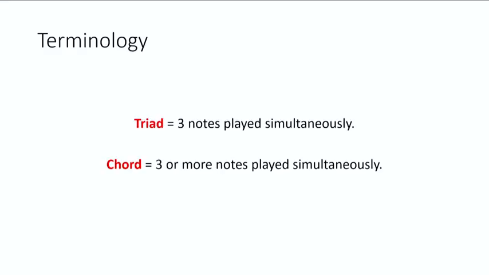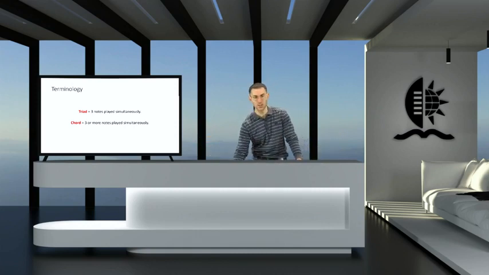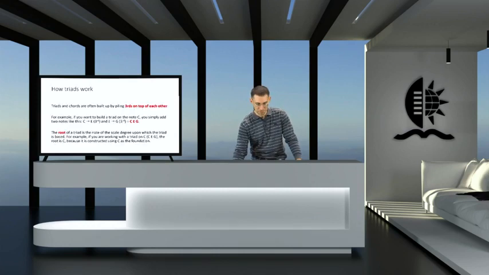Now, a chord is three or more notes played simultaneously. So a triad can also be referred to as a chord. But a quartad, which is four notes, is also a chord. A quintad is also a chord. All right. So triads are specifically for three notes played simultaneously. Chords are a more general term for several notes that are played simultaneously. I'll use both interchangeably for this particular module.